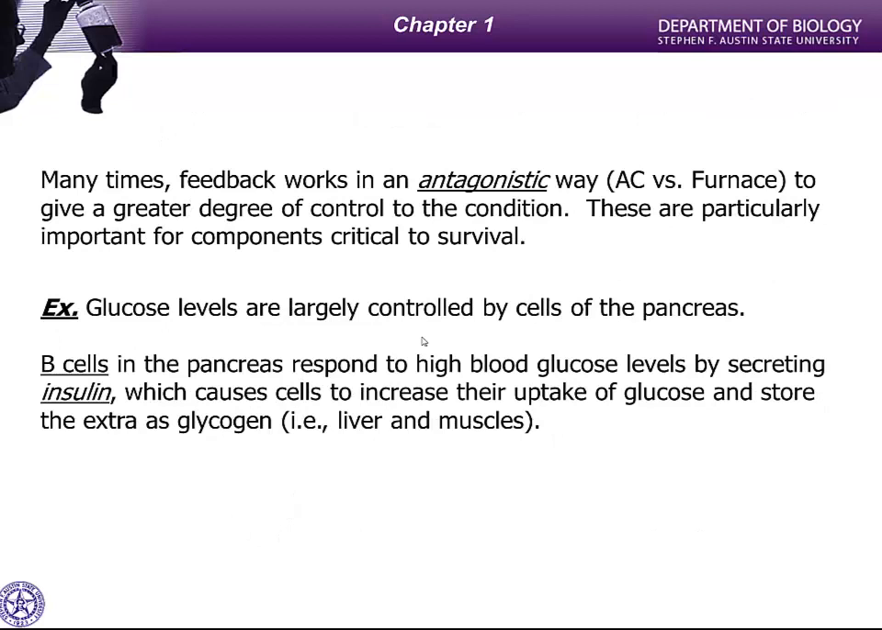Now, another way that we can regulate certain criteria of the body, and even around more narrow limits, is to have antagonistic forces working at the same time. Just like if you had your AC and your furnace running, if it got too cold, the furnace would kick on. If it got too hot, the AC would kick on. And that would decrease the range with which you could fluctuate.